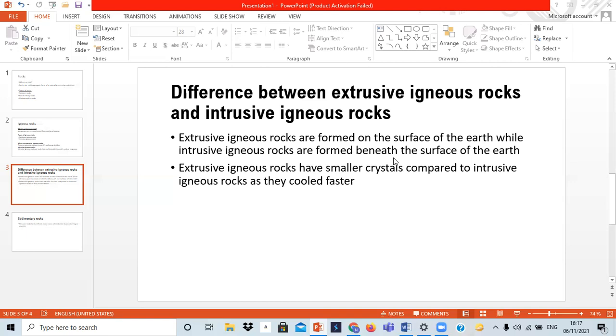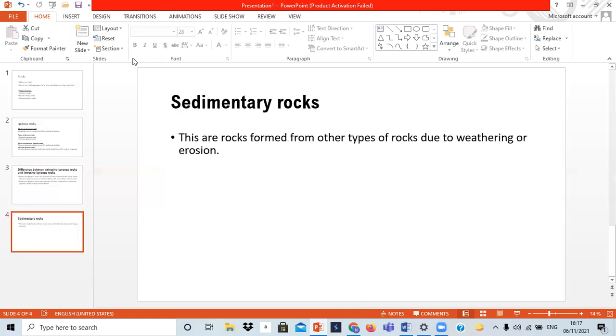Difference between extrusive igneous rocks and intrusive igneous rocks. Extrusive igneous rocks are formed on the surface of the earth, while intrusive igneous rocks are formed beneath the surface of the earth. The second is extrusive igneous rocks have smaller crystals compared to intrusive igneous rocks, as they cooled faster. So the next type of rock is sedimentary rock.